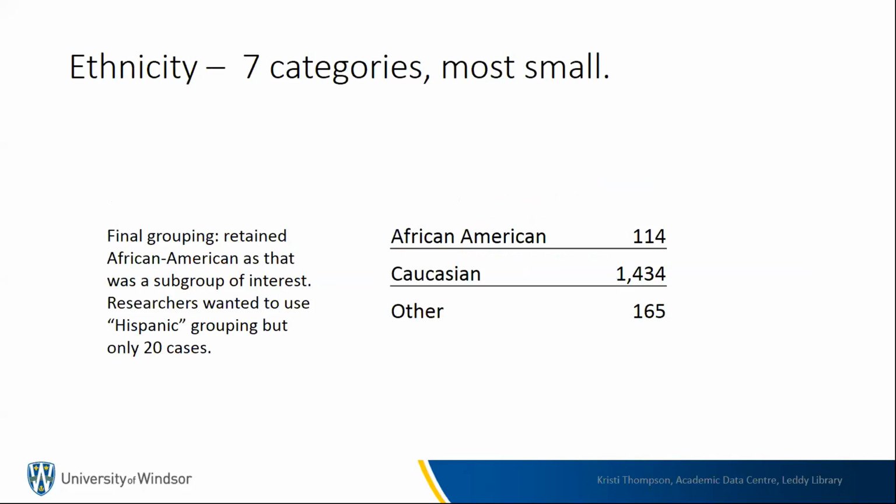The ethnic group category had 7 categories on it, 7 possible responses. Many of them were quite small. This is what our final grouping ended up looking like. We classified everyone into African American, Caucasian, and other. African American was a subgroup of interest. The researcher also had Hispanic as a subgroup of interest. This was an American data set. However, there were only 20 cases, and basically it was not feasible to retain that variable.